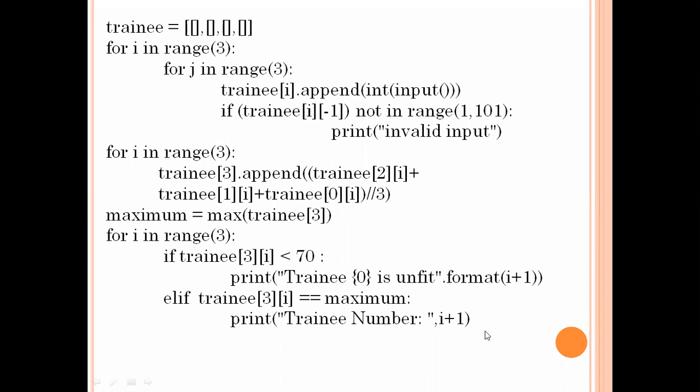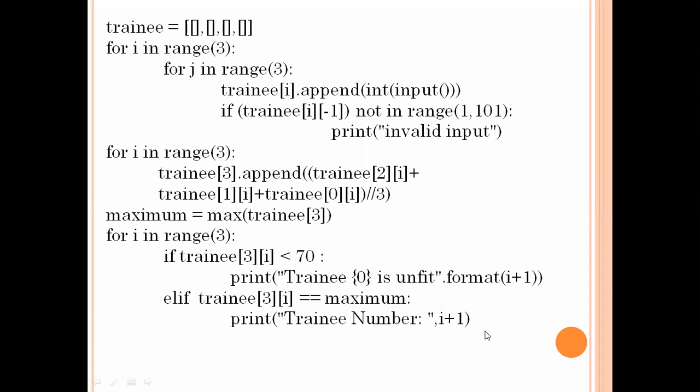Next one. So trainee, we'll take 3, here we enter the 3 trainee values. So trainee 1, 2, 3. Here we enter the oxygen levels of the trainees. So here we enter 3 trainee values, trainee name, trainee values. For i in range of 3. So here we enter 3 trainees.